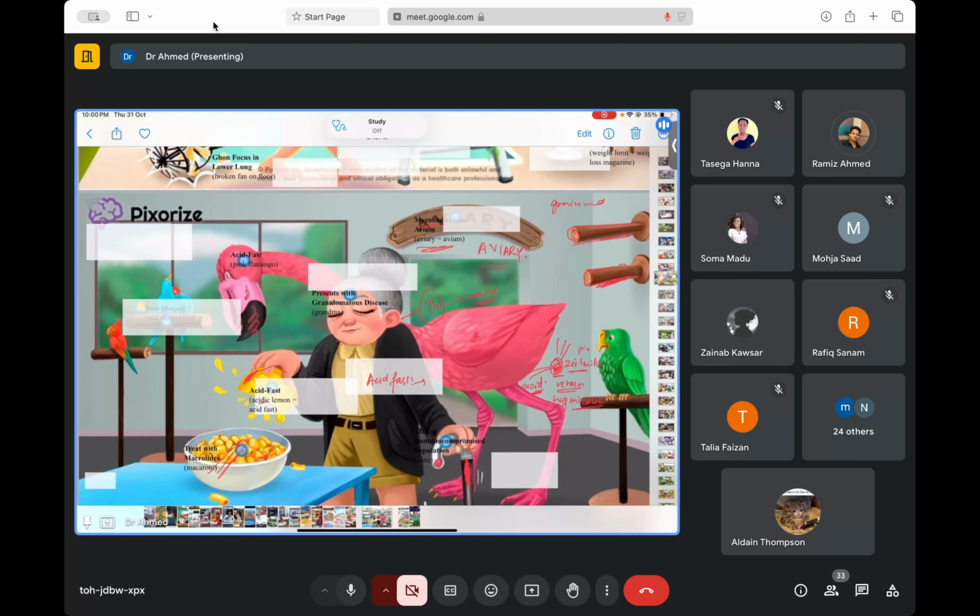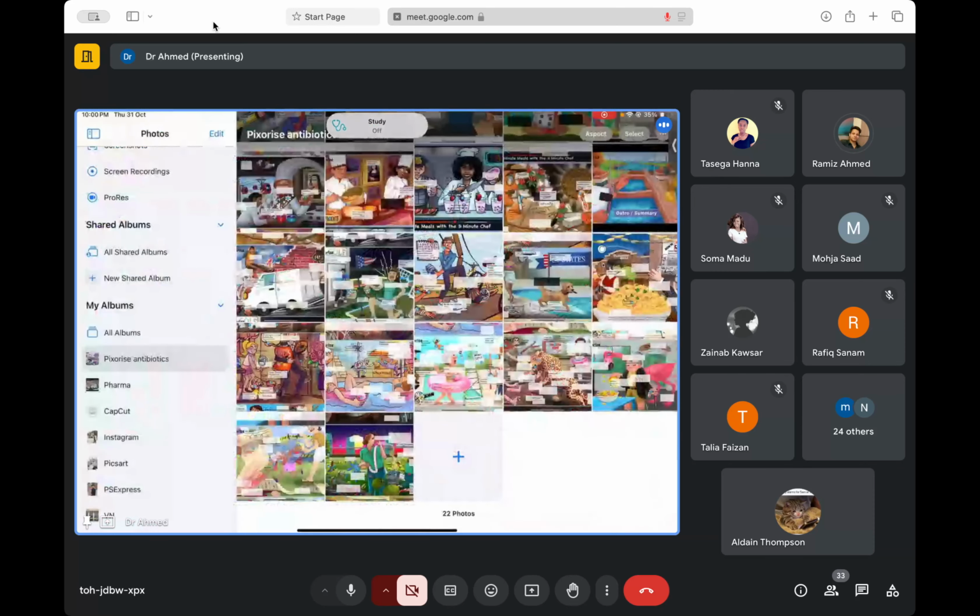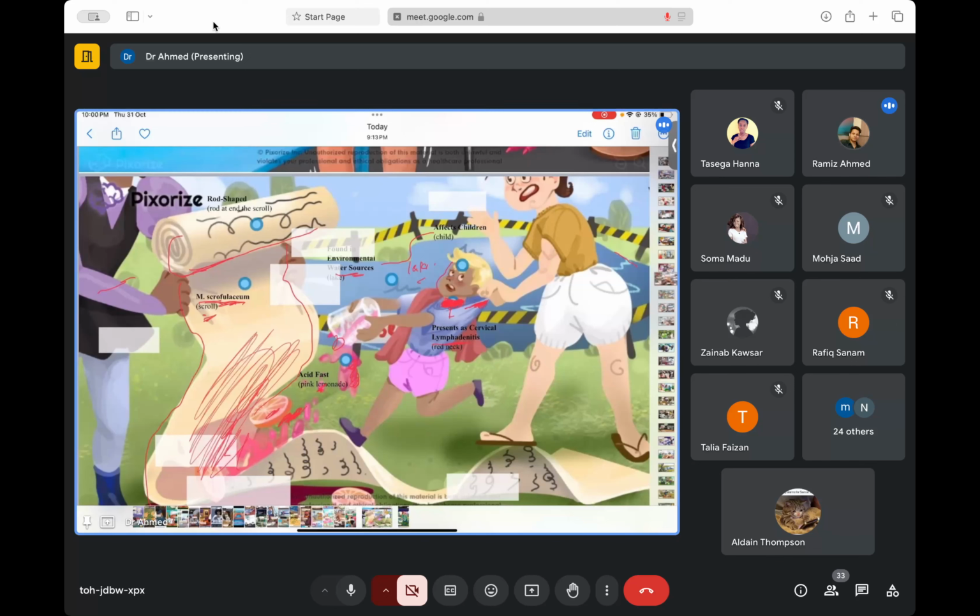Perfect. So, can you just tell us the last one here? Yes, this is Mycobacterium scrofulaceum.